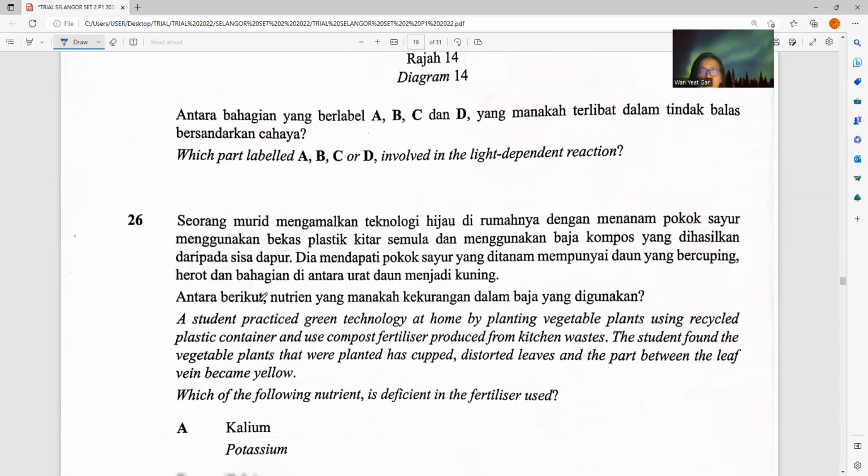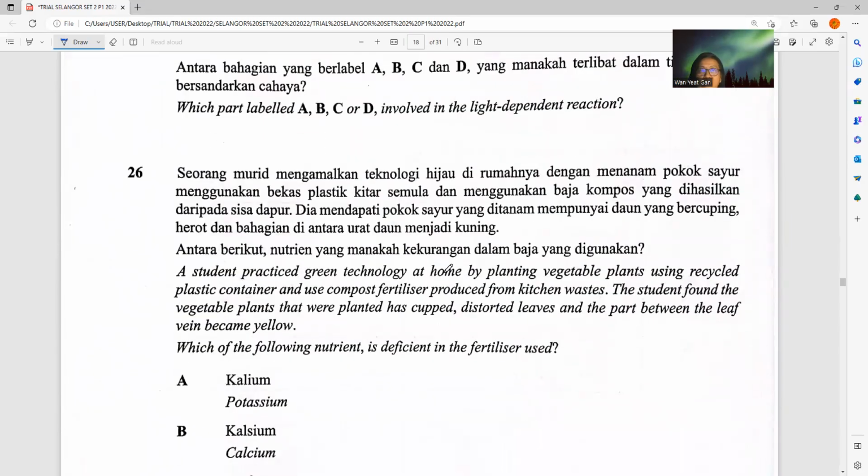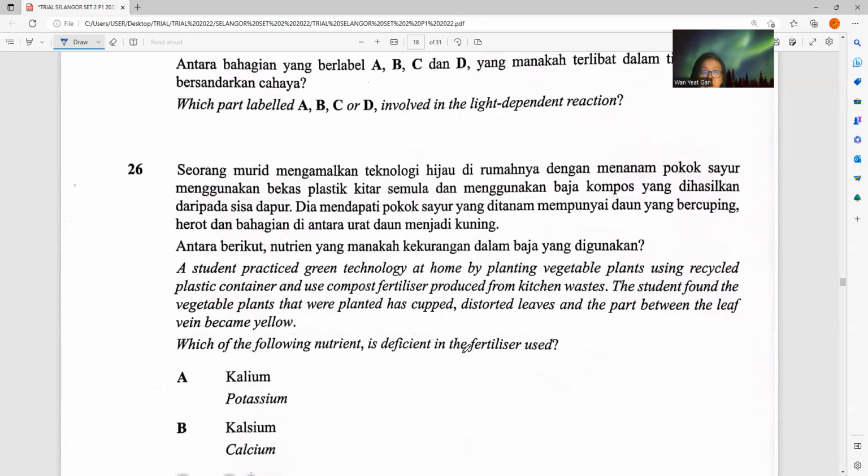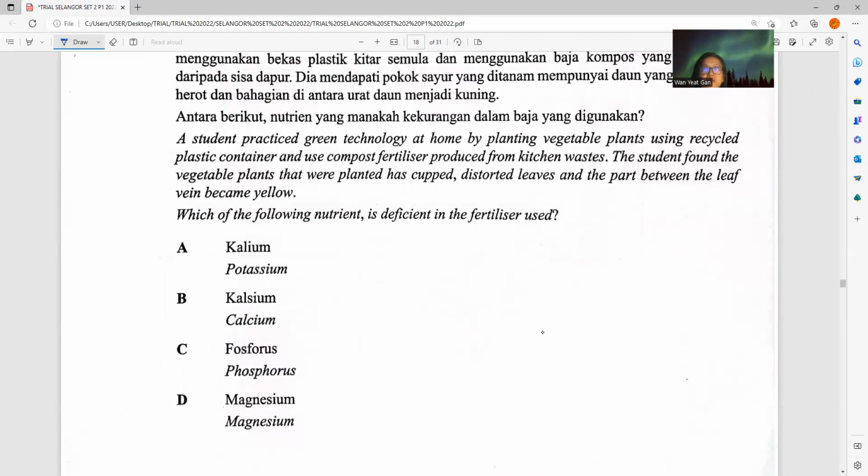26. A student practices green technology at home by planting vegetable plants using recycled plastic containers and uses compost fertilizer produced from kitchen waste. The student found that the plants are cupped, have distorted leaves, and part of it has become yellow. Which nutrient is deficient? All right, so the answer is B, calcium. If you lack calcium in the leaf, then the leaf will become distorted and cupped.